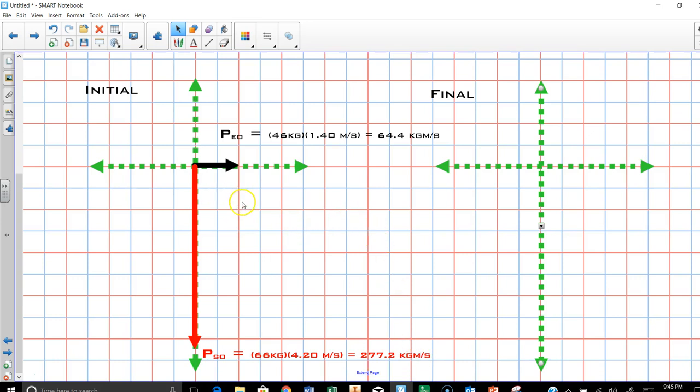Now, this is a two-dimensional problem because their two momenta are at right angles to each other. So you can't simply add 64.4 plus 277.2. They're not in the same direction. Or you can't just subtract them because they're in opposite directions. That's not the way this works. If they're at right angles, two distinct dimensions, then we really are at the point where we have to add them using the Pythagorean theorem, like we've looked at many times for vectors.